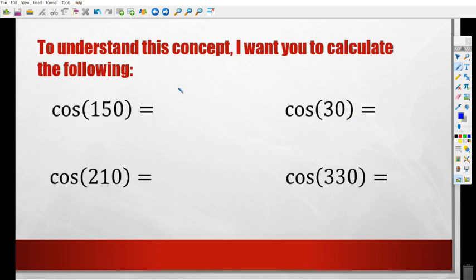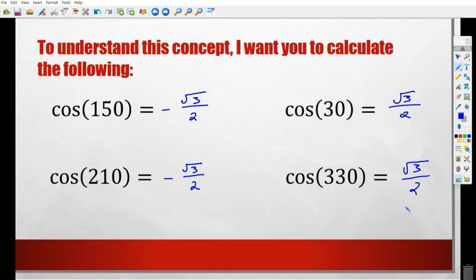Your calculator will give you negative square root of 3 over 2 over here, negative square root 3 over 2 over there, positive square root 3 over 2 over here, and positive square root 3 over 2 over there.